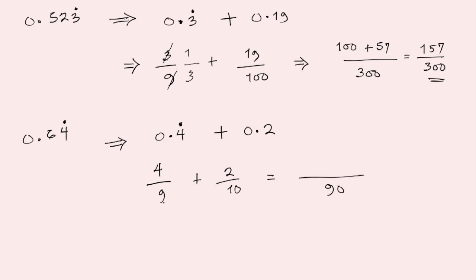90 divided by 9 is 10. 10 times 4 is 40. Plus 90 divided by 10 is 9. 9 times 2 is 18. And that's 58/90. If you divide this by 2, you have 29 over 45. That's lowest terms. So 0.64 repeating is 29/45. Thank you.